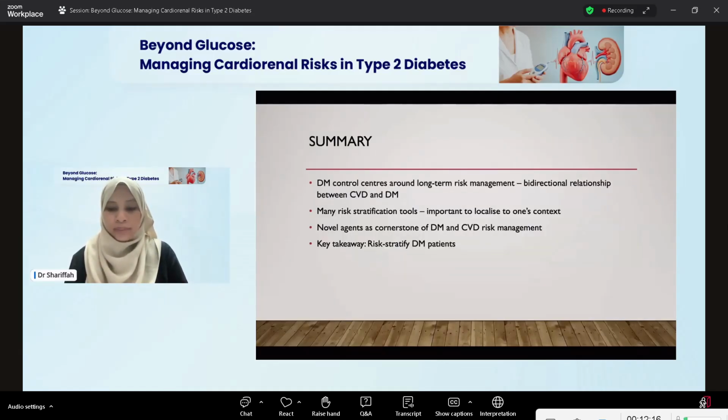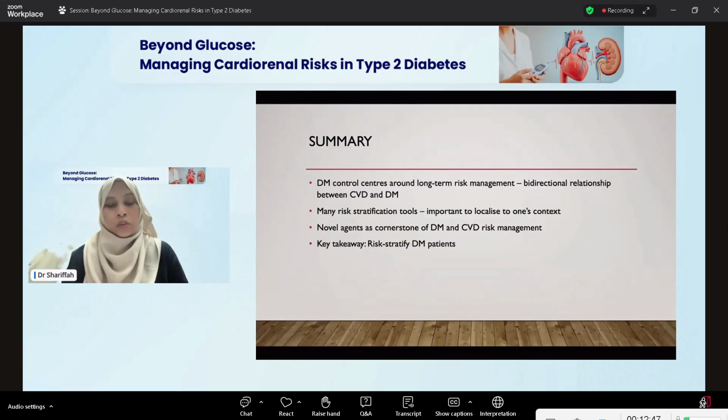So in summary, diabetes control centers around long-term risk management. So it's not just about lowering sugar levels, HbA1c. There is this bidirectional relationship that we need to appreciate and understand between cardiovascular disease and diabetes, because as the burden of cardiovascular disease grows, effective risk stratification is not just beneficial, but very essential for optimal patient outcomes as well.